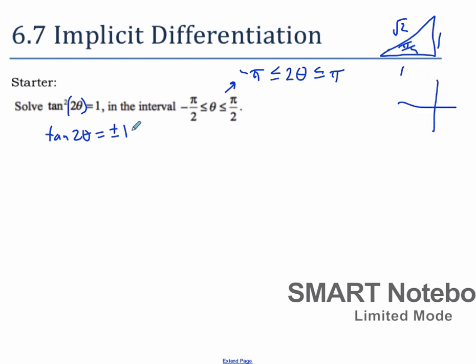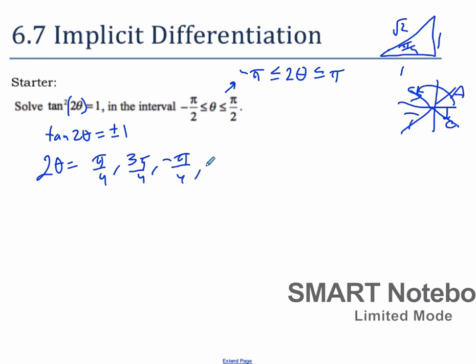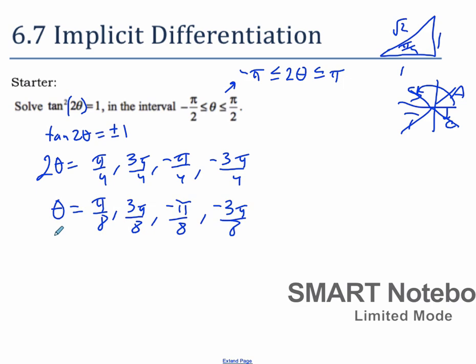And we're looking at positive and negative 1, so it's actually going to be 4 answers. One here, here, here, and here. Alright, so 2θ is going to be equal to π/4, and then this angle here is 3π/4. This one is negative π/4, and then we have negative 3π/4, and then I'll just divide by 2. So we have π/8, 3π/8, negative π/8, and negative 3π/8 are our 4 answers.